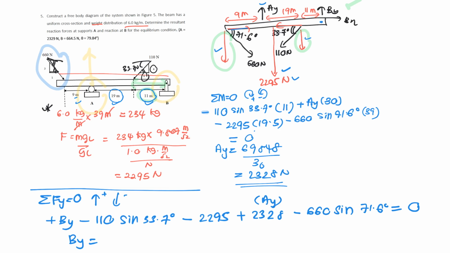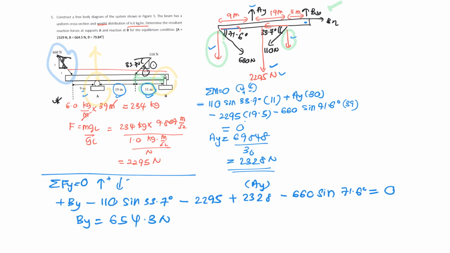Okay, so I'm going to get 110 sine 23.7 minus 295 plus 2328 minus 660 sine 71.6. So my answer is positive, right? So when I transfer it, I'm going to get my By is 654.3 Newton, which means that the direction of my By, upward, is correct because I get a positive answer. Okay, so you don't have to give a statement for that. Only for the negative part you need to give a statement.